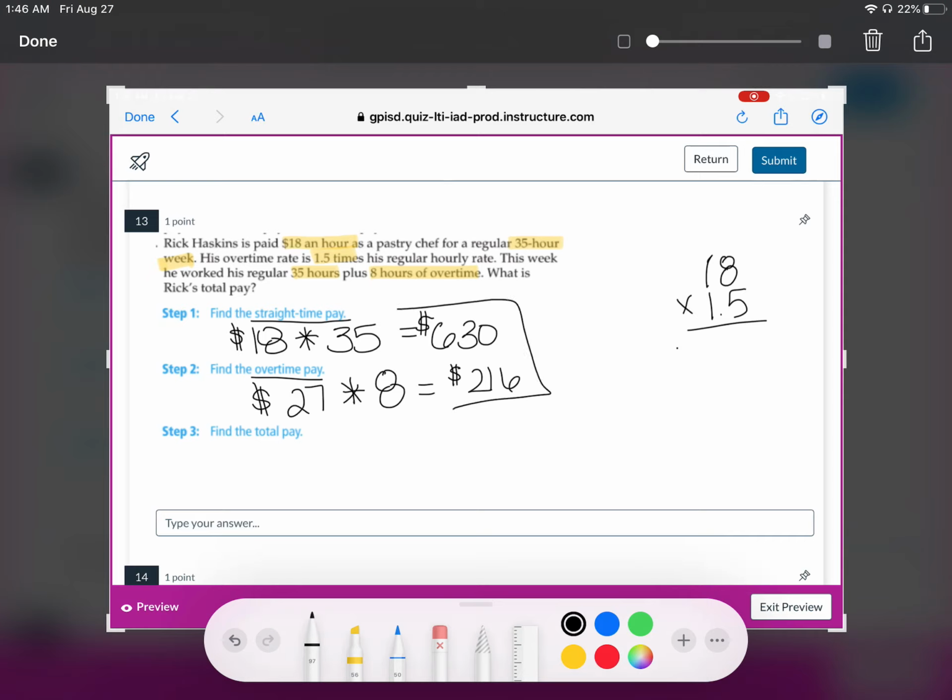To find his total pay, you're going to add those two numbers together. So Rick's total pay, once again, I'm going to write the incorrect answer. If you're doing this with me and listening, you know what to do to get the correct answer. If I add his straight time pay and his overtime pay, you're going to get a total. I'm going to write the incorrect answer, like I keep saying.